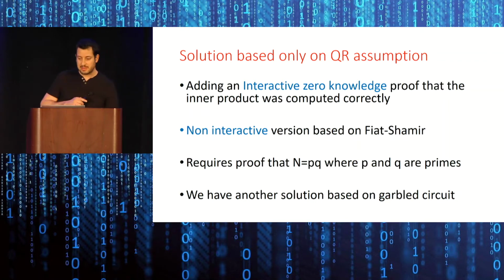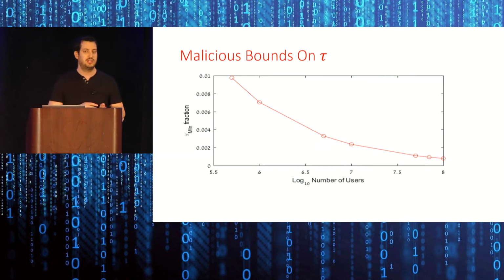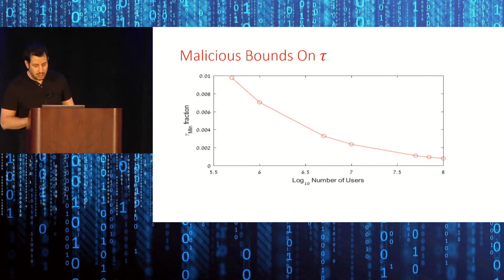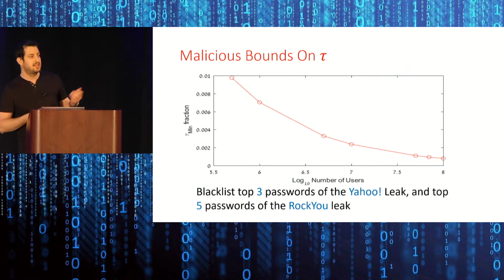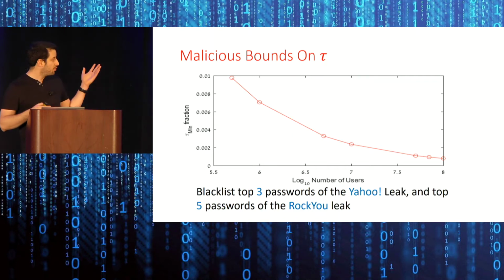What is maybe more important is the bound on tau that we can identify, which means the least popular password that we can identify in a blacklist. This is a function of the number of users. If there are more users, then we can find passwords that are less and less popular. We checked against known data breaches, and we can blacklist the top 3 passwords that were leaked in the Yahoo leak and the top 5 passwords from the RockYou leak. So we feel that this can be used in practice.